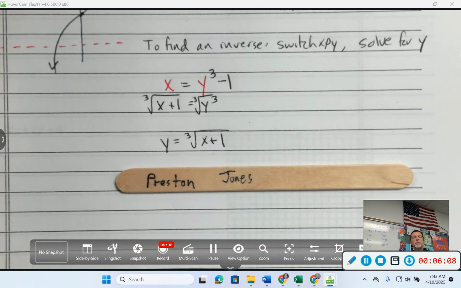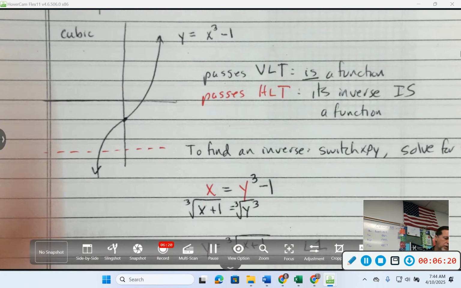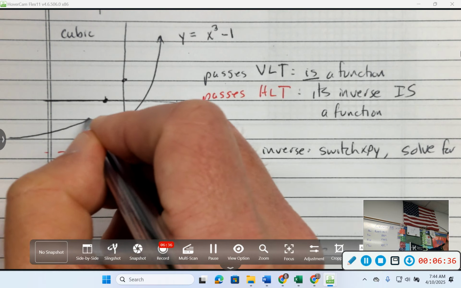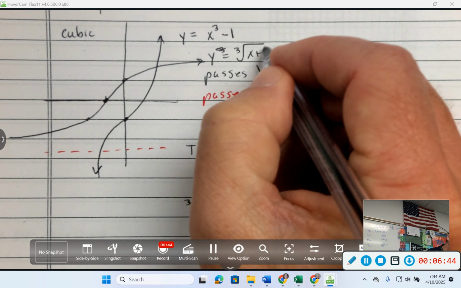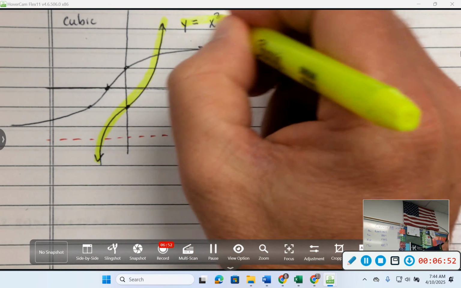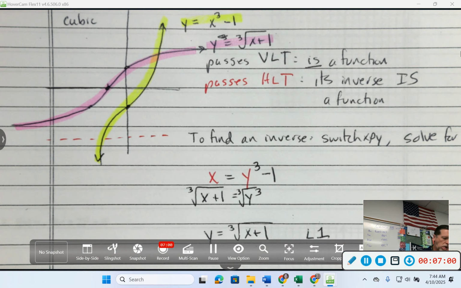Let's keep thinking about that problem. Preston, if I want to graph that, what is the transformation to the parent function? Left 1. Good, left 1. So let's look back at our picture here. Let's go left 1. I don't have a grid, so this isn't going to be perfect, but I'll go over 1, up 1, down 1, back 1, and I can roughly sketch in the cube root of x plus 1. So there's the cubic, and there's the cube root. And again, to find them, you switch x and y and solve for y.